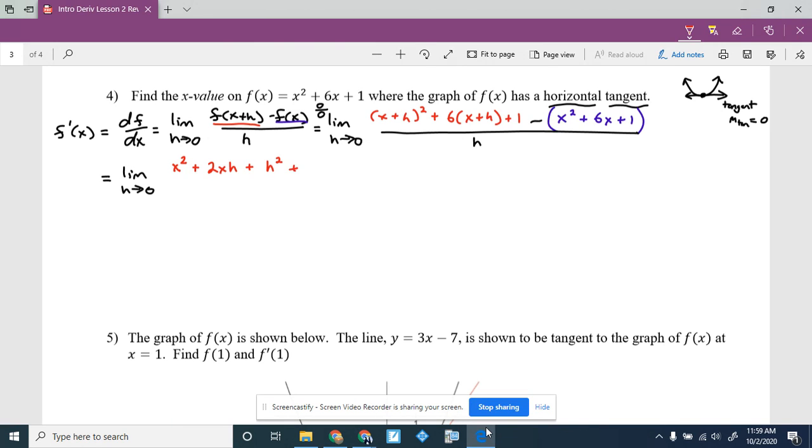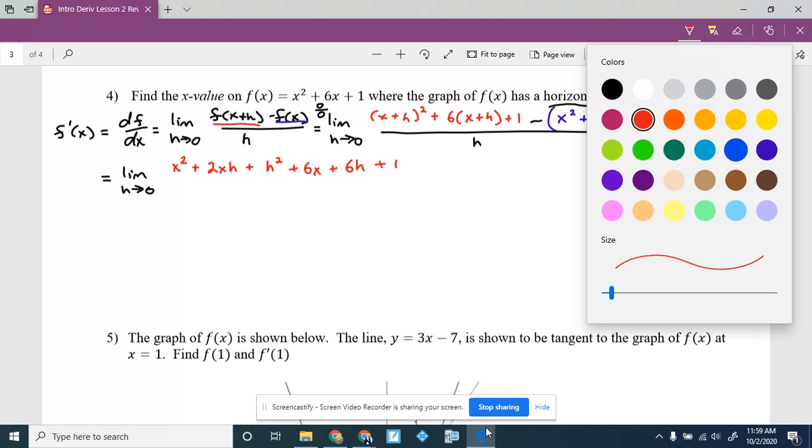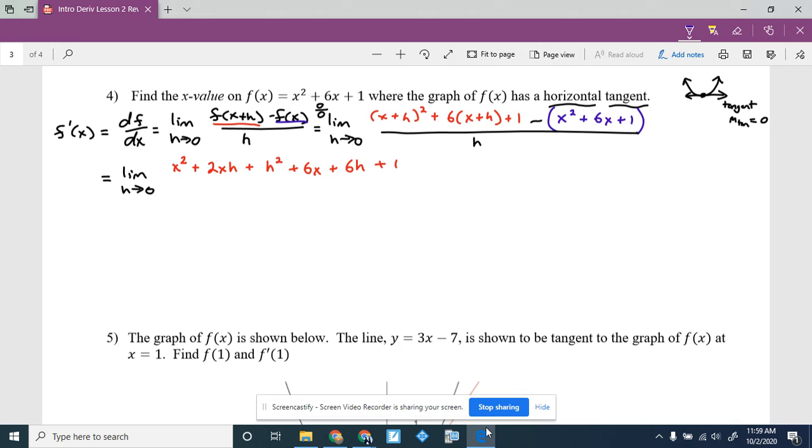Now I distribute the 6. I'm going to get 6x plus 6h, then I have plus 1. So that's me simplifying this. And then over here to simplify this stuff, I just distribute the negative. Minus x squared minus 6x minus 1. And now all of this is over h.